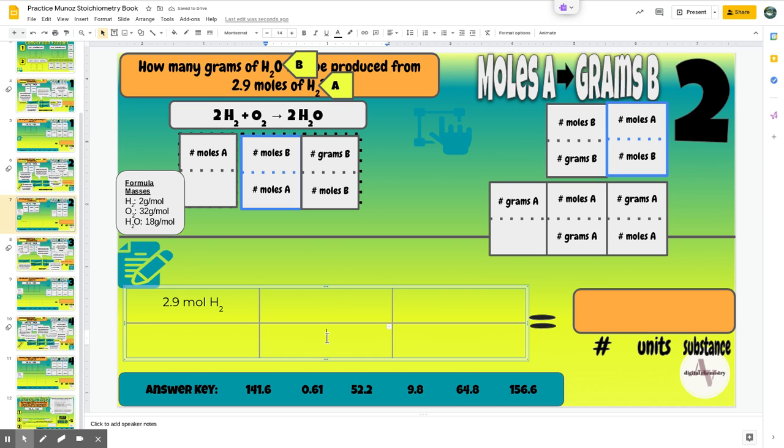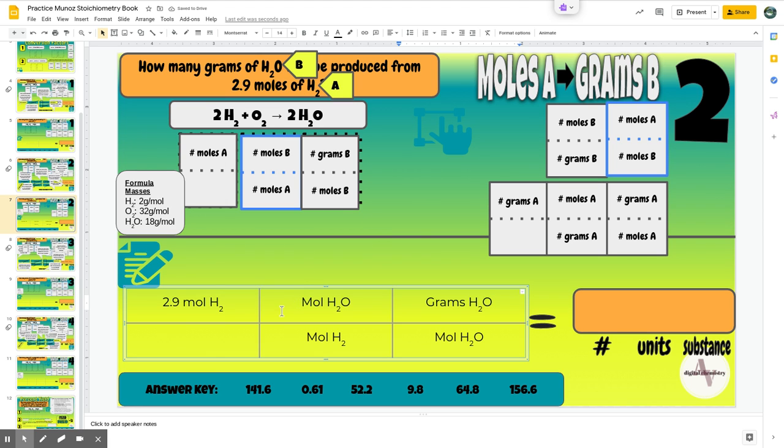Moles of H2 is going to be on the bottom. And you can see moles of B is on the top. So moles of H2O. And then the last card, we have moles of B on the bottom. So that's moles of H2O. And we have grams of H2O on the top.